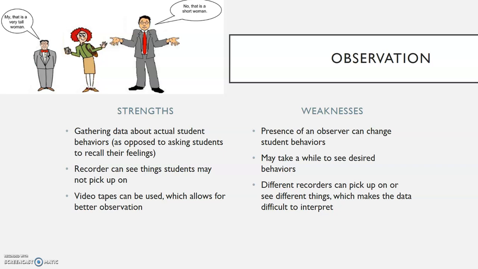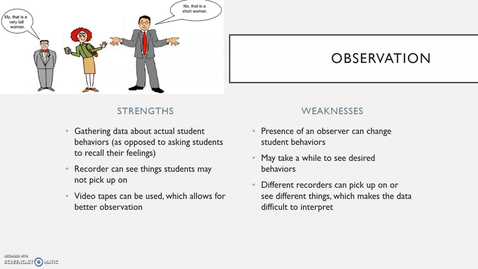Some strengths and weaknesses of observation. Some strengths of observation would be that you are gathering data about actual student behaviors. So you're not asking students to recall their feelings about something or how something went, as they might not always remember, but you can actually write down what you are seeing. The recorder or the person taking notes can see things that students might not pick up on, so that adds to the richness of their field notes.